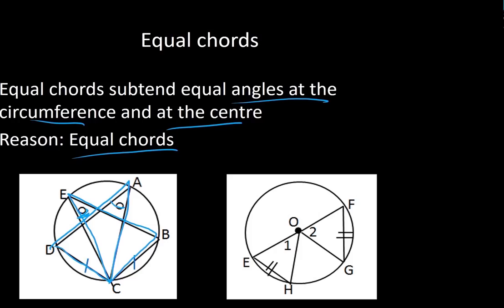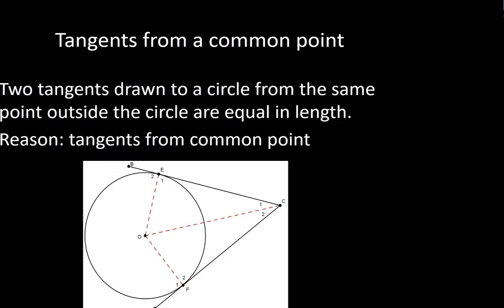It's one you need to remember because these often sneak into final exam questions, and learners are stuck because they cannot remember this one. All right. Similarly, if I've got chord EH equal to FG, then angle O1 is equal to angle O2 because EH and FG are equal chords. All right.